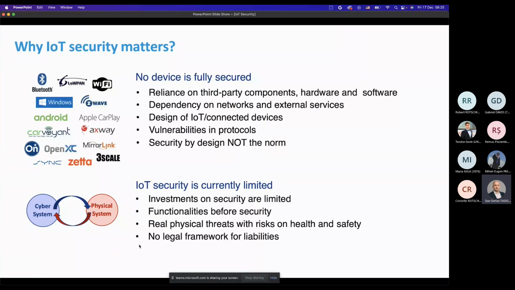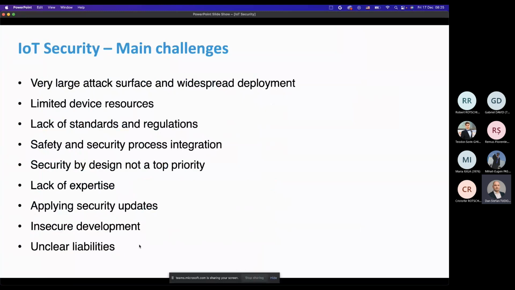And right now, there's very little in terms of legal frameworks or liabilities for badly maintained IoT systems. So, main challenges for IoT security: there's a very large attack surface because you have widespread development. You have maybe a deployment of millions of such devices in the world. Just look at how many Amazon Alexas are out there right now. There are probably tens of millions of Amazon Alexas in homes.